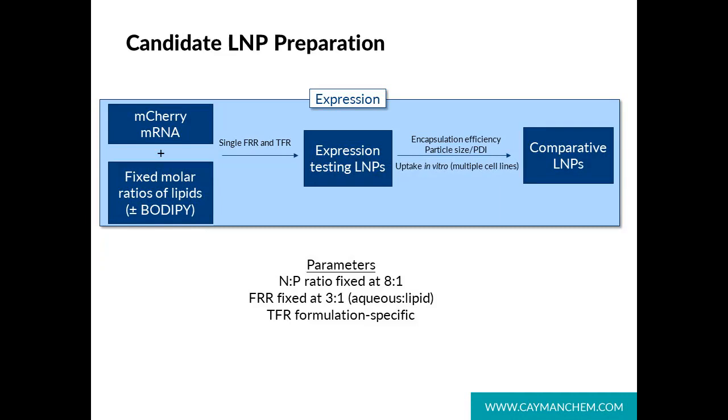Once we had screened our test formulations for particle characteristics and uptake, it was time to make formulations to test expression using the parameters optimized in the screening run. Here, we used mCherry-mRNA so we could fluorescently visualize both BODIPY and the expressed protein. We fixed the N to P ratio, which is the calculation of the number of nitrogens in the ionizable lipid and the number of phosphates in the nucleic acid backbone, at 8:1 for these experiments.